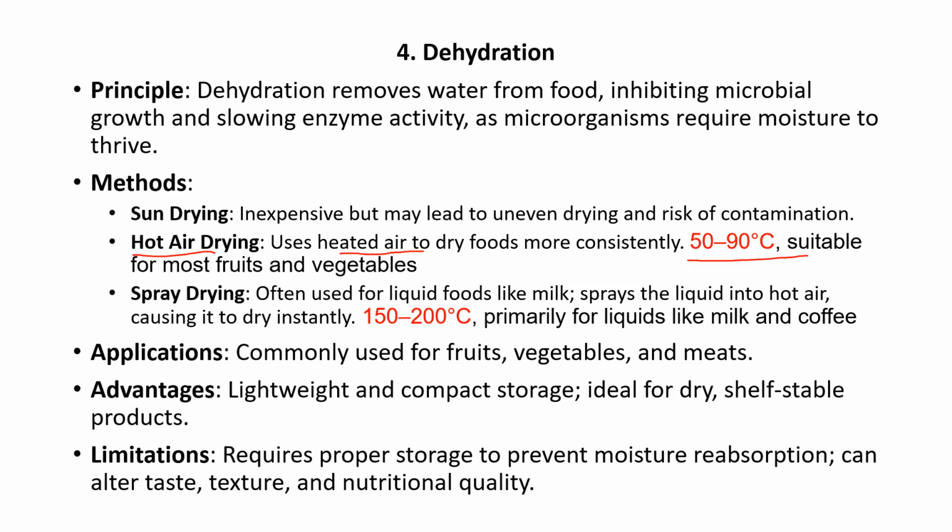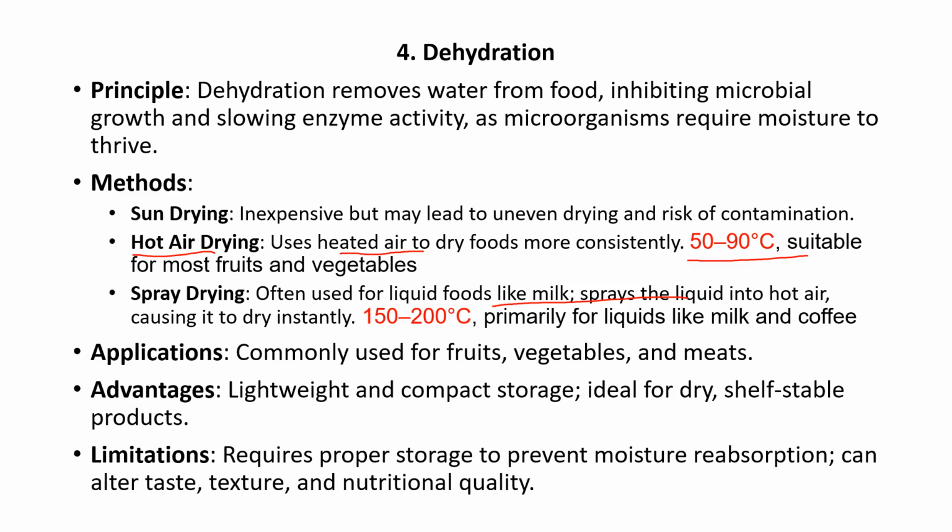Next is spray drying, often used for liquid foods. Something is sprayed here, so for spraying we need the food to be liquid. It is done in the case of milk. We have milk powders available in the market, right? They are spray dried. It sprays the liquid into hot air, causing it to dry instantly. The temperature here varies from 150 to 200 degrees Celsius, primarily for liquids like milk or coffee.